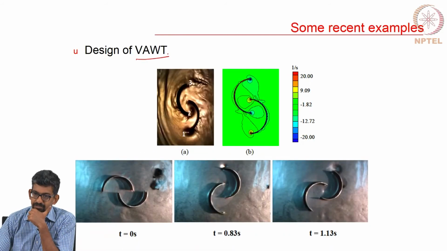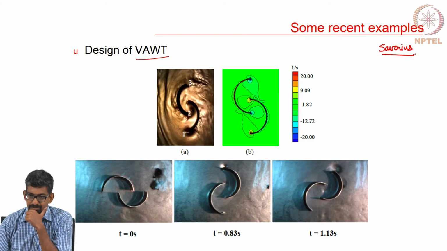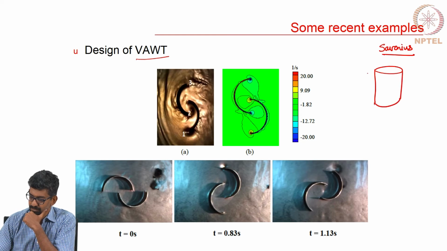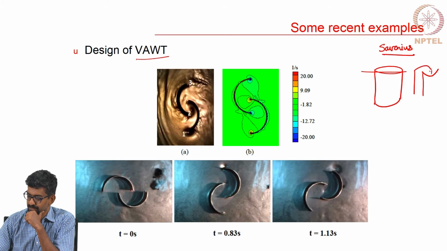Okay. So, we are interested in designing a vertical axis wind turbine. The type of wind turbine that we have designed is called Savonius. So, Savonius is a very simple idea. So, you can see that you can take a cylinder, okay. You can just cut it into 2 halves and you just move the center, okay. And this is how it looks like.